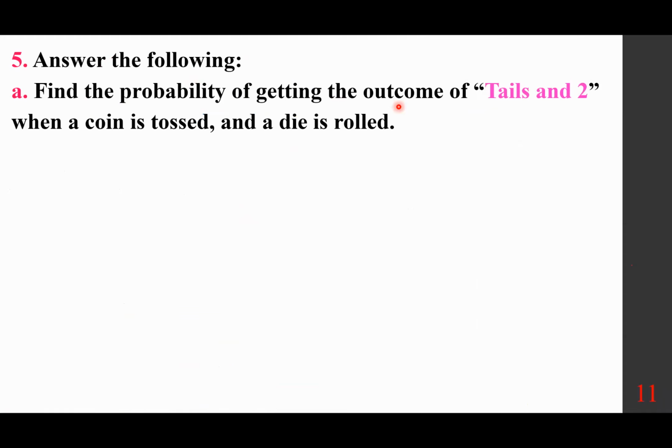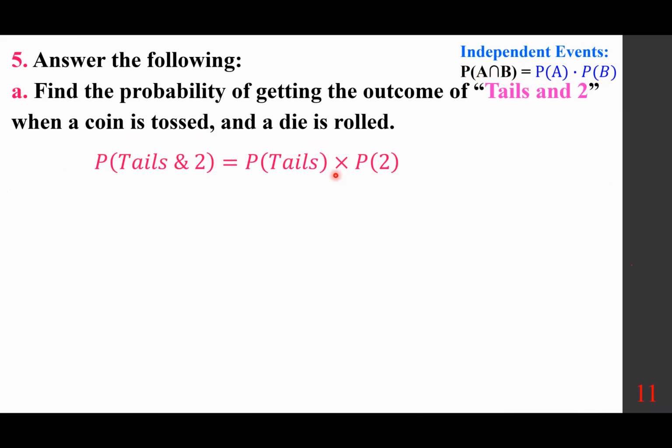Find the probability of getting the outcome of tails and 2 when a coin is tossed and a die is rolled. We assume independency. As you recall, the concept of independency: probability of A intersection B is probability of A times probability of B. In this case, tails and 2 is probability of tails times the probability of 2. And again, for the symbol, you could use the intersection of events here, which almost looks like an N. So 1/2, the probability of tails, 50% or 1/2, and the probability of 2 is 1 out of 6. And so the answer is 1 out of 12 precisely.